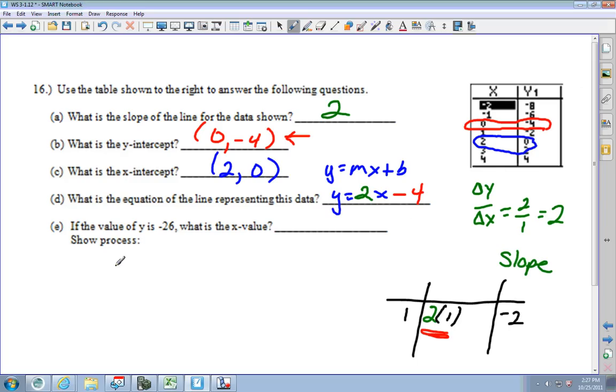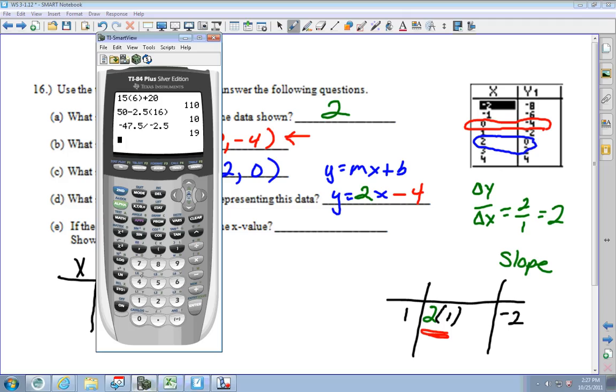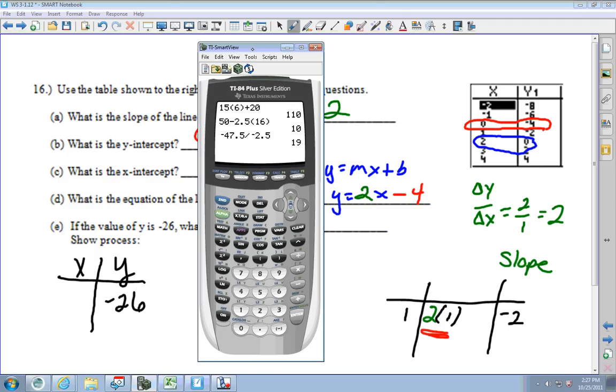So now it says, what is the value of y? If the value of y is negative 26, what is the x value? So the y is negative 26. Well, we're going to have to go on the calculator. Go up here and go to y equals and put in there 2x minus 4.